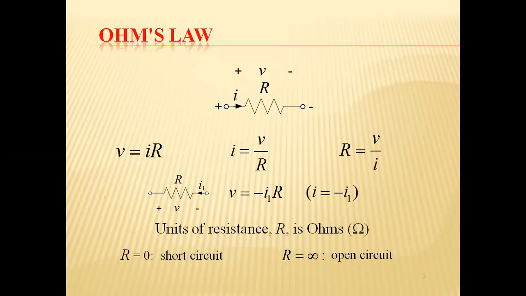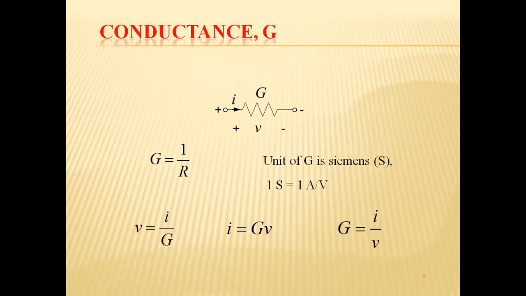If the direction of current is from negative to positive, then the current is taken as minus I1, so V is equal to minus I1 R. The unit of resistance R is ohm. For the short circuit case, resistance is 0, and for open circuit, resistance is infinite, as we have already discussed. Now, the next parameter is conductance.